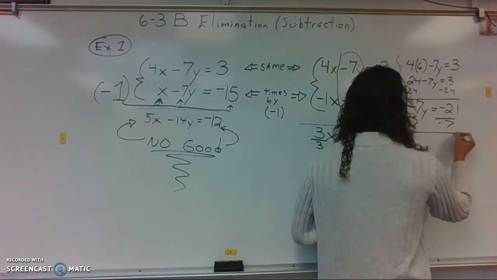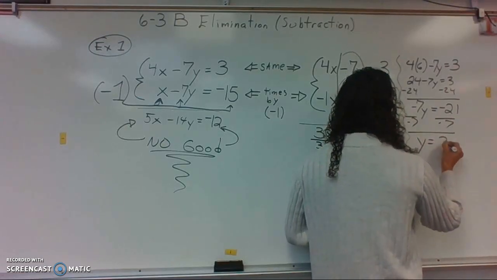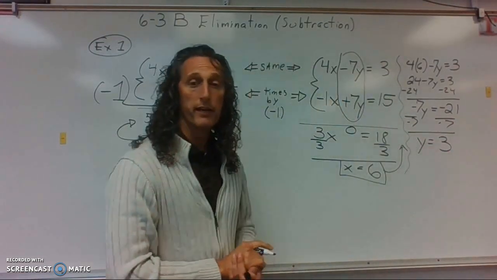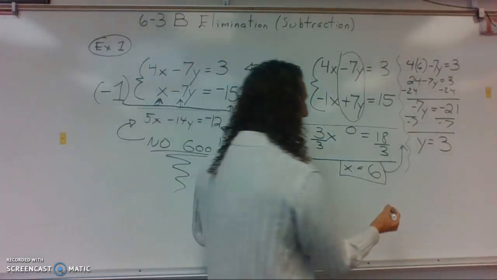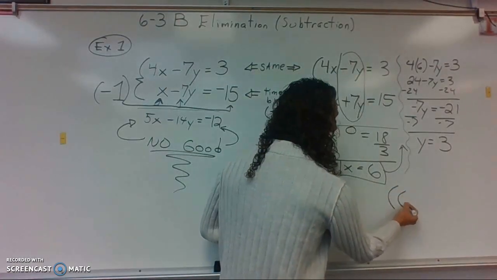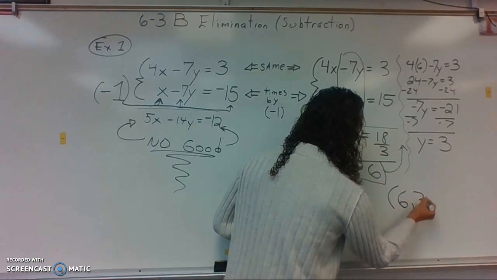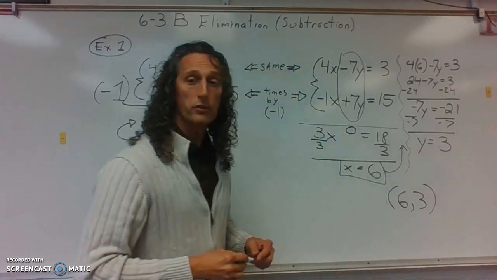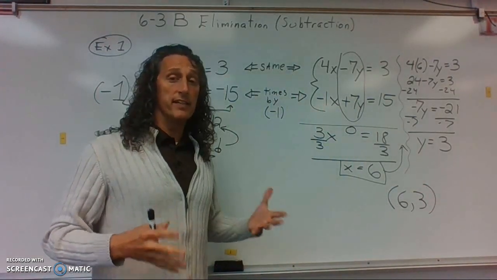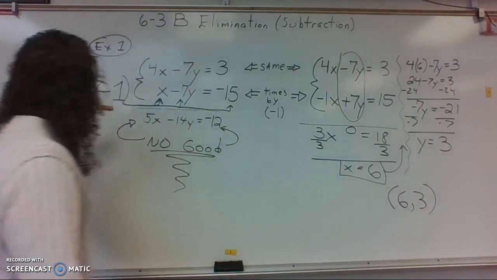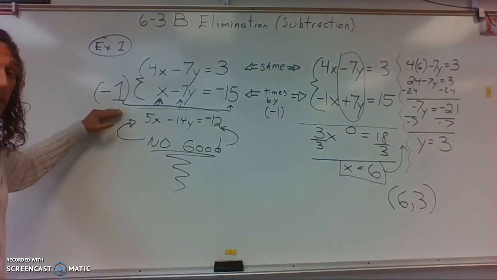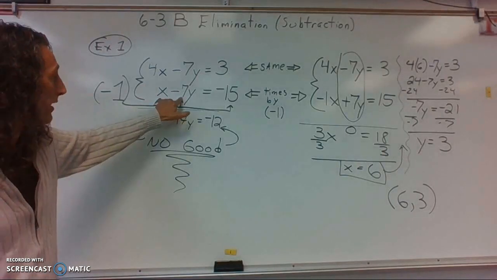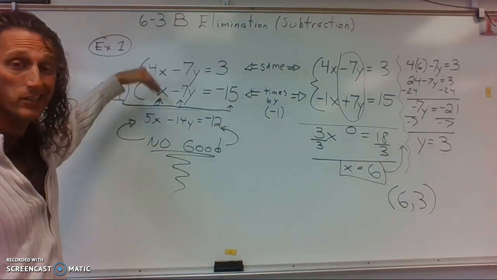Divide by -7, and then my y becomes a +3. And so what's my final answer? Remember, it looks like a point, (6, 3). So the difference in today's lesson is just using this large -1 to multiply it by one of the equations. I could have done it to the top.